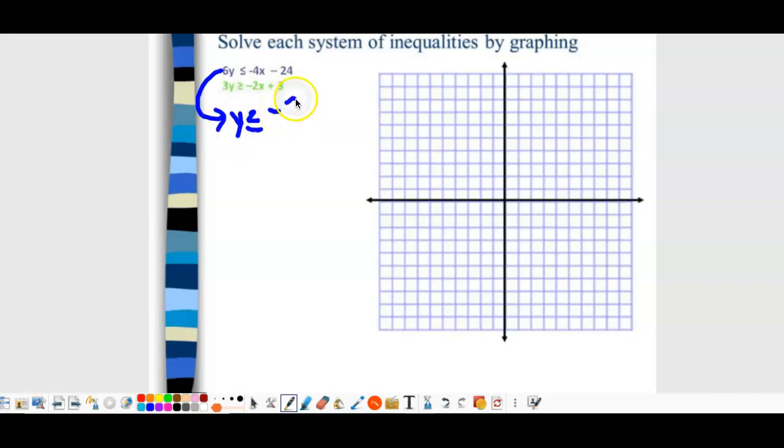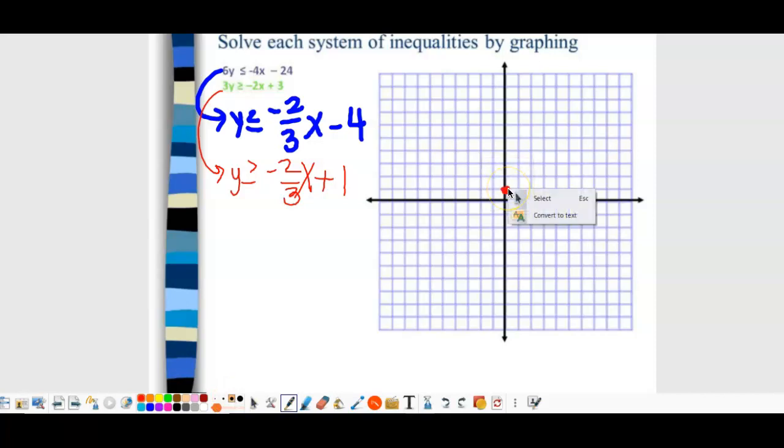Okay. Parallel. So he's not wrong, the lines are parallel. Your y-intercept, then apply your slope of down 2 and over 3.